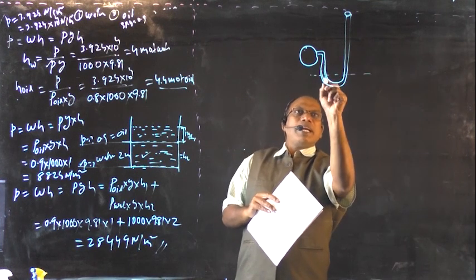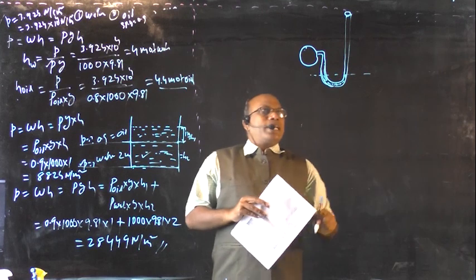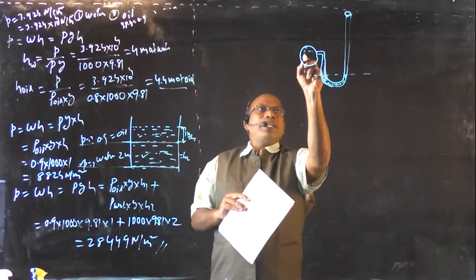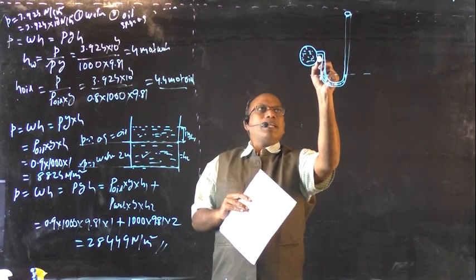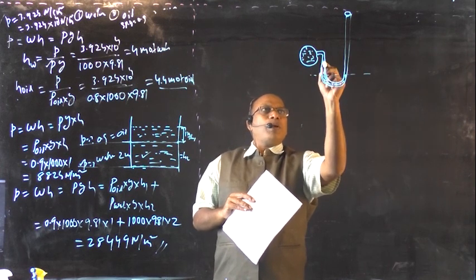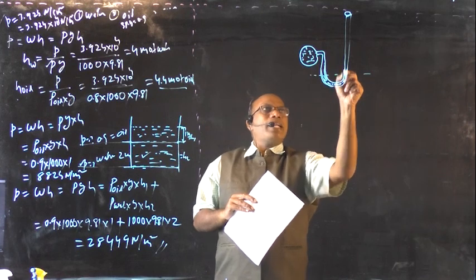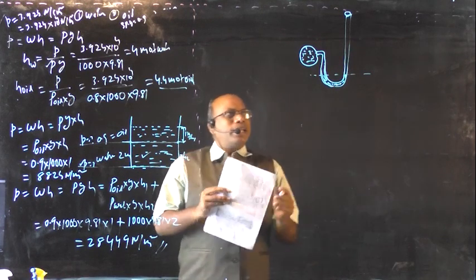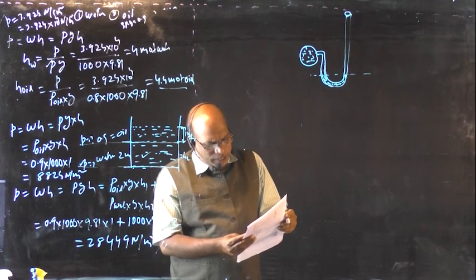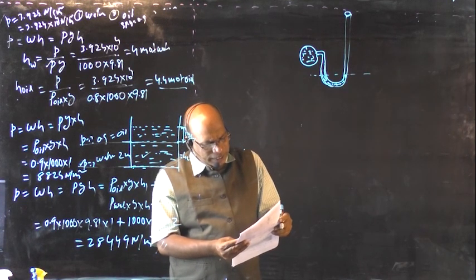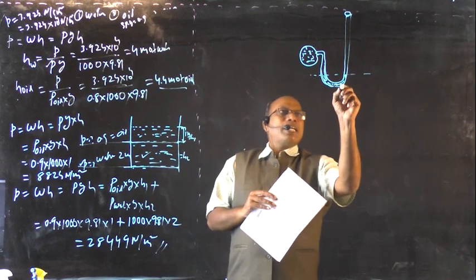Say this is the datum line, already I have given the derivation. This is the liquid flowing through the pipe. One end of the U-tube manometer is connected to the pipe and the other end is open to the atmosphere. Here in this problem, the right limb of the single U-tube manometer contains mercury.